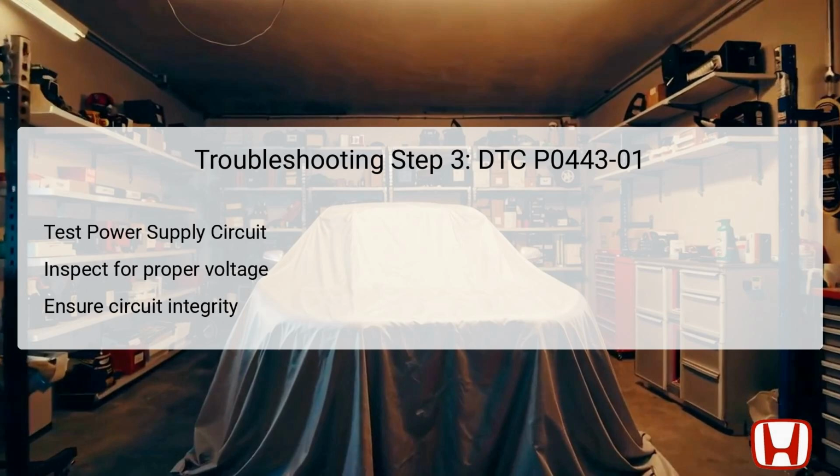The third troubleshooting step necessitates conducting a detailed inspection of the power supply circuit involved in the Evaporative Canister Purge valve operation. Confirm that the 2-pin Evaporative Canister Purge valve connector remains disconnected from the valve itself. From there, you'll want to verify the voltage at the male terminals of the connector, ensuring you're observing battery voltage, typically around 12 volts under IG mode. If the voltage doesn't meet this requirement, it indicates issues within the power supply circuit, necessitating further investigation.